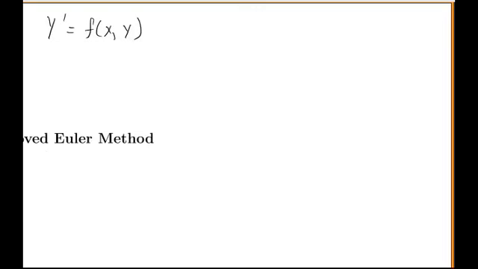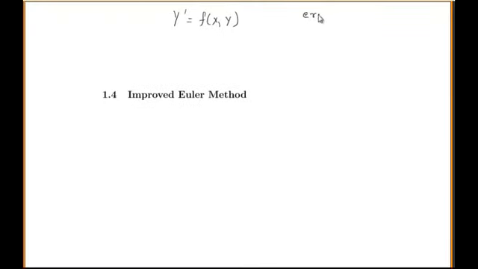So what is the improvement? We were looking for a better method than the Euler method, because as we know, in the Euler method the error is of order 1, where h is the step size. So this is for Euler's method.